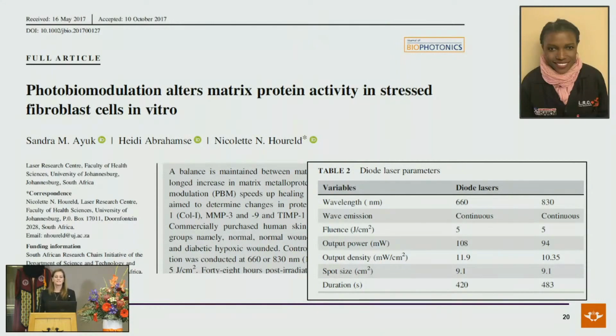The effects of 660 nanometers and 830 nanometers with 5 joules was determined on collagen and extracellular matrix proteins. Here we looked at collagen type 1, matrix metalloproteinases MMP-3 and MMP-9, and these are enzymes which degrade the extracellular matrix as well as collagen. We looked at tissue inhibitor of MMP, or TIMP1.